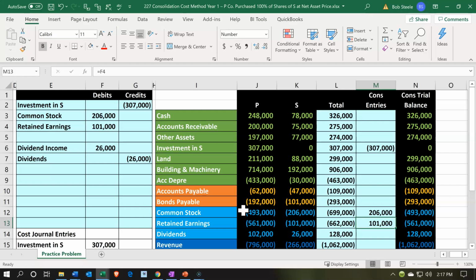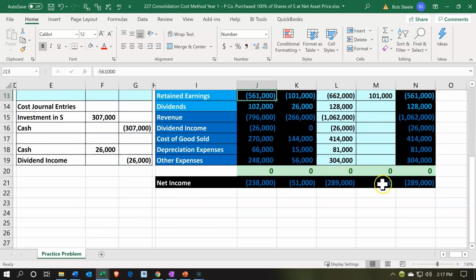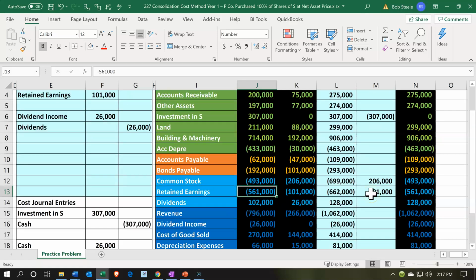We then remove the retained earnings for S, the beginning retained earnings amount, because the net income hasn't closed out into it yet, or the dividends. And there's the amount that's remaining that's the same as what was on P's retained earnings. All right, and then we're back in balance, so that looks good. First journal entry posted, good to go.